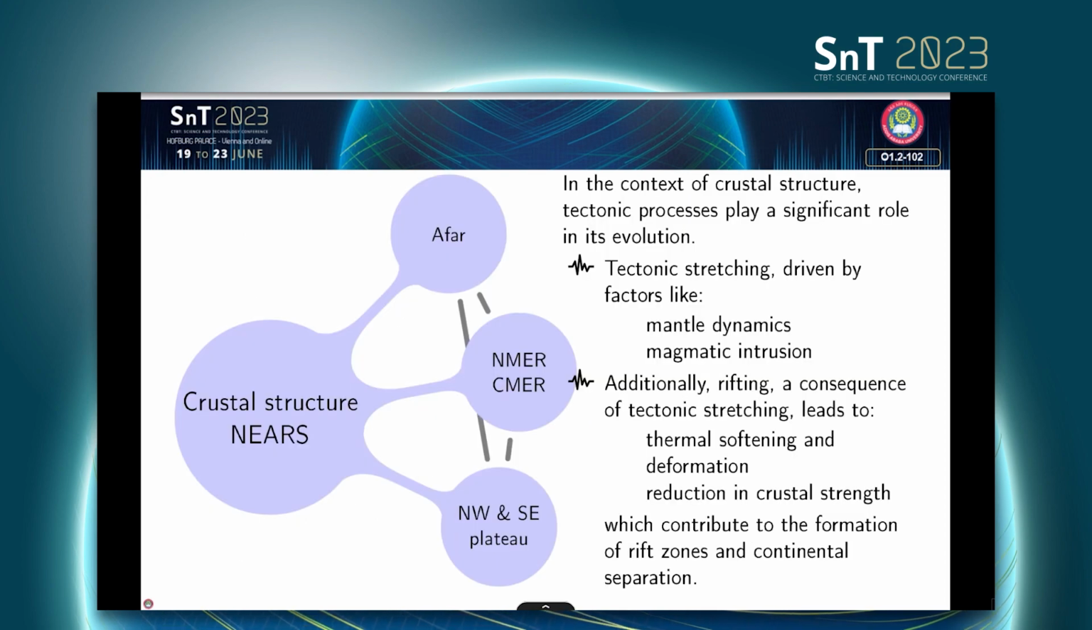While we are studying this area, the Northeast African rift system, we will mainly focus on the Afar Depression, the Northwestern Ethiopian Plateau, the Central Main Ethiopian Rift Plateau and rift system, whereas the Northwestern and Southeastern Plateau. In this, tectonic stretching was caused by mantle dynamics, magmatic intrusion is being held, as well as a rifting system, which is a consequence of tectonic stretching, which is thermal softening, crustal thinning, and all these activities are being held there.